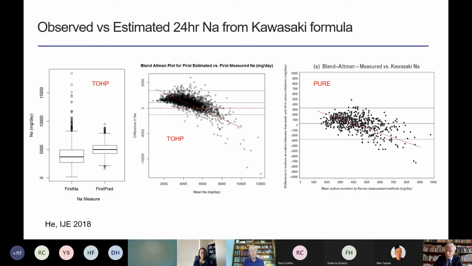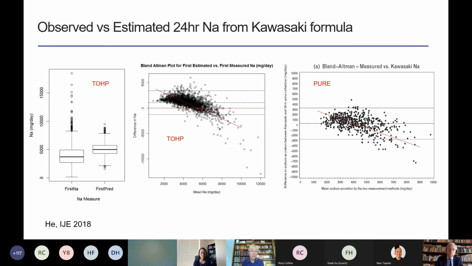The other thing we looked at, though, was what about the measure of sodium? We wanted to see how much difference it made to use a single, say a spot type of urine, versus a 24-hour urine specimen. So what we did, we used the concentrations to estimate what we would get using the Kawasaki formula. And we compared that to the 24-hour excretion using our data.